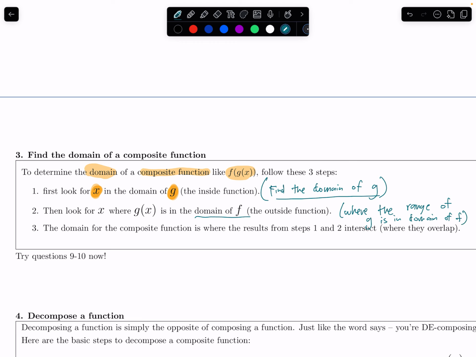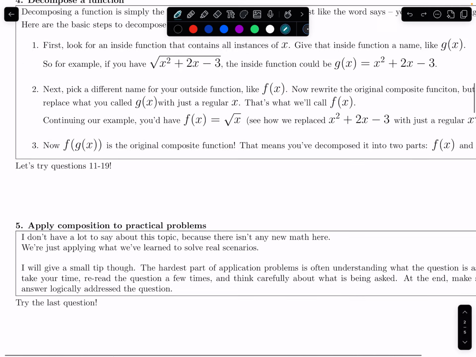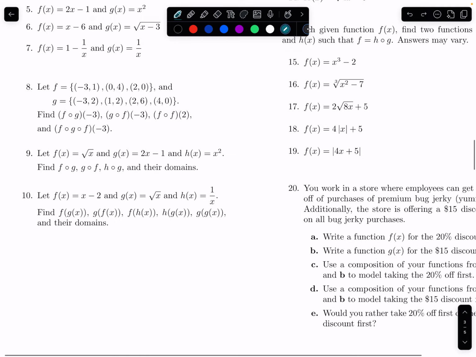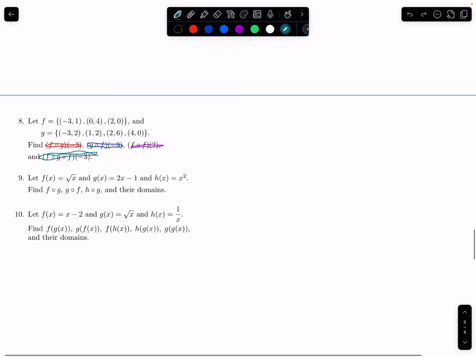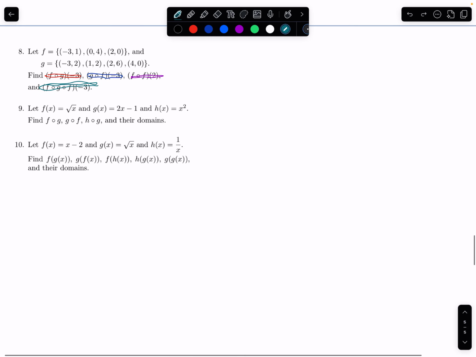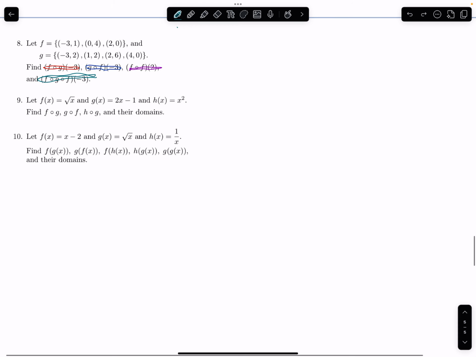Okay, the domain for the composite function is where the results from steps 1 and 2 intersect. So again, it's that idea of intersection that we kind of saw in the very first video. But this time it's from 2 different spots. It's from number 1, the original domain of g, and then number 2, where the g of x is in the domain of f. Now let's look at some examples to see what we're talking about here. This is number 9 and 10. Sorry to hurt your eyes by all that zooming.